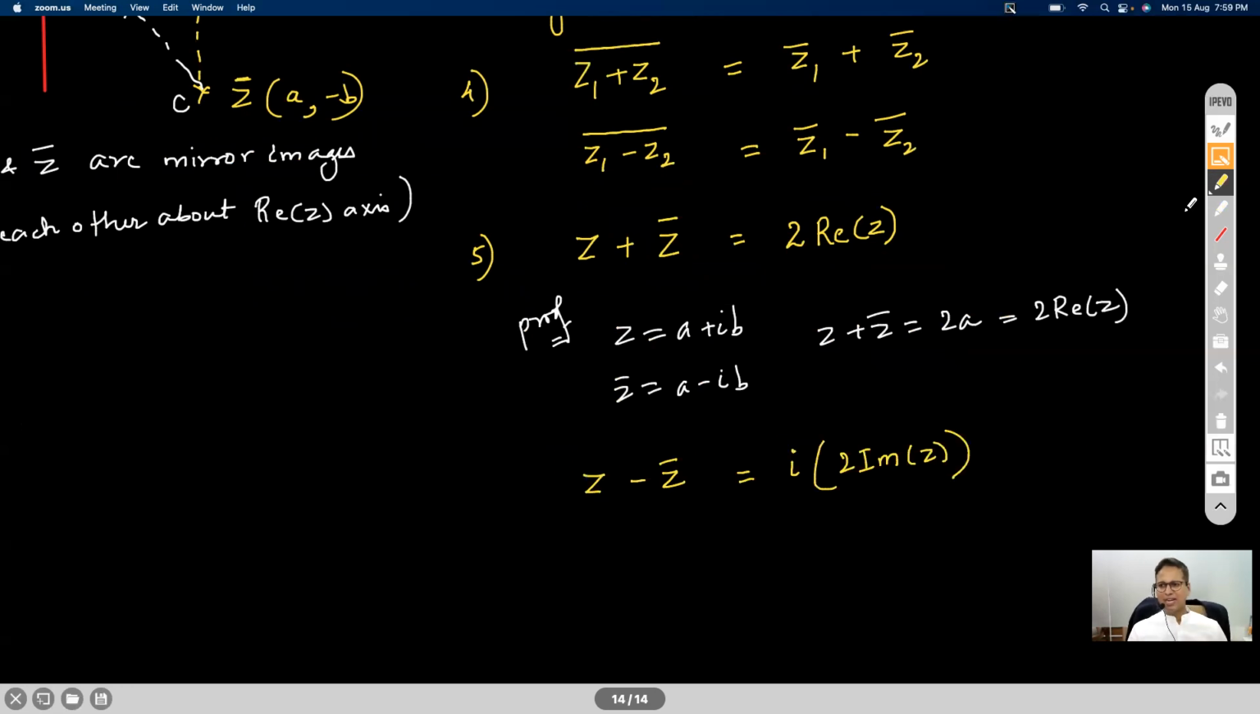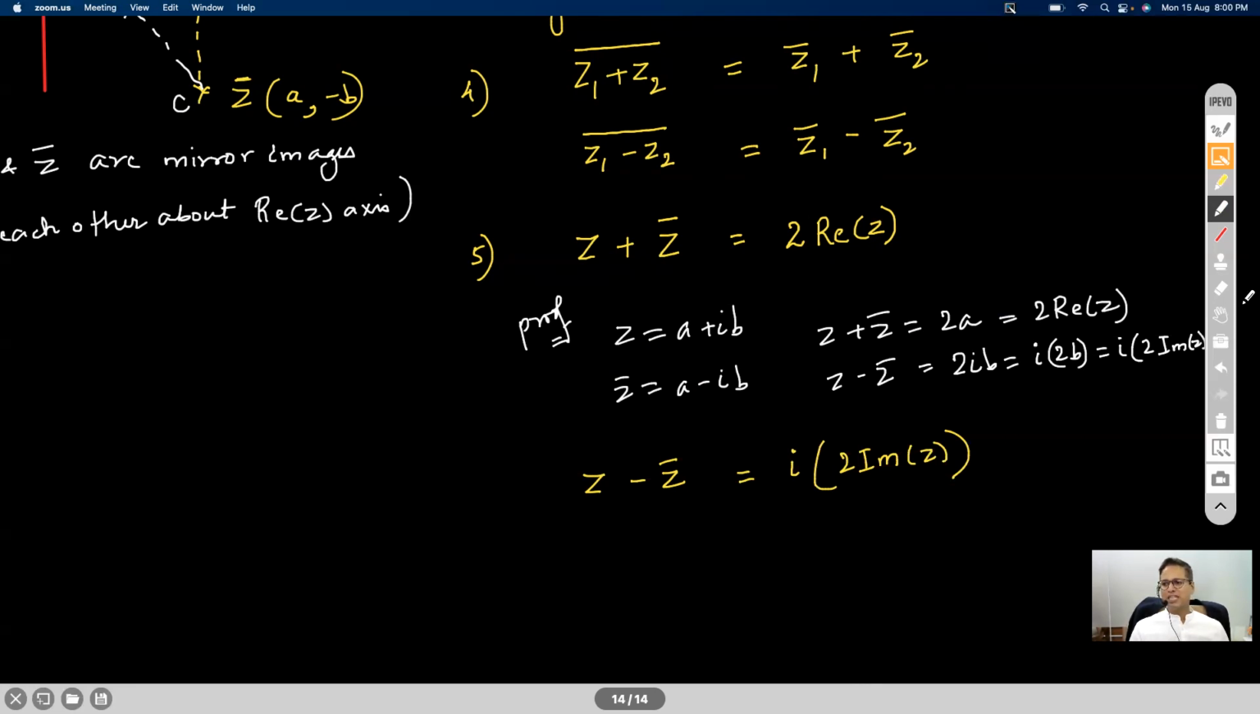Same logic. If you subtract these two, what will happen? You will end up getting 2ib, which is actually i times 2b, right? Which is i times twice the imaginary part of z. Correct? Any doubt so far?